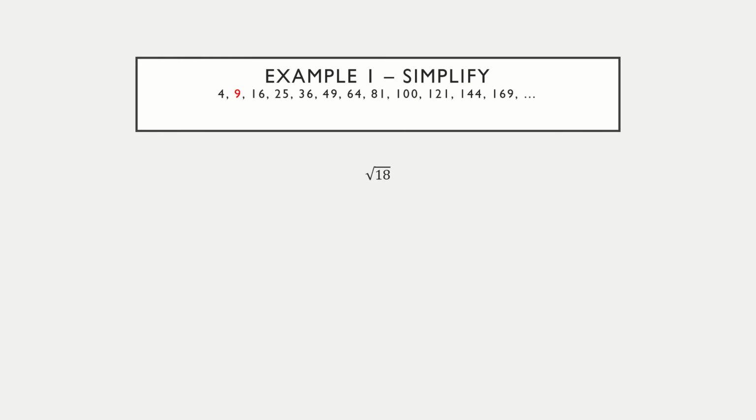So we're going to rewrite the square root of 18 as the square root of 9 times 2. Then we can rewrite that as the square root of 9 times the square root of 2. And then the square root of 9 would just be 3. And so the solution would be 3 times root 2. So that's going to be our solution. The square root of 18 reduces to 3 times root 2.